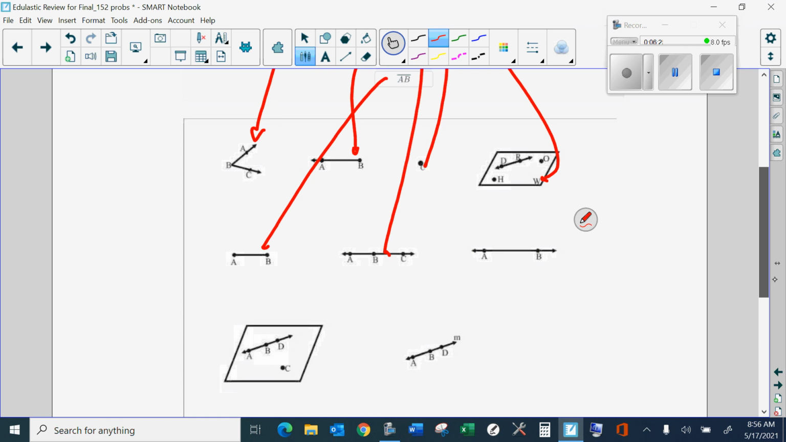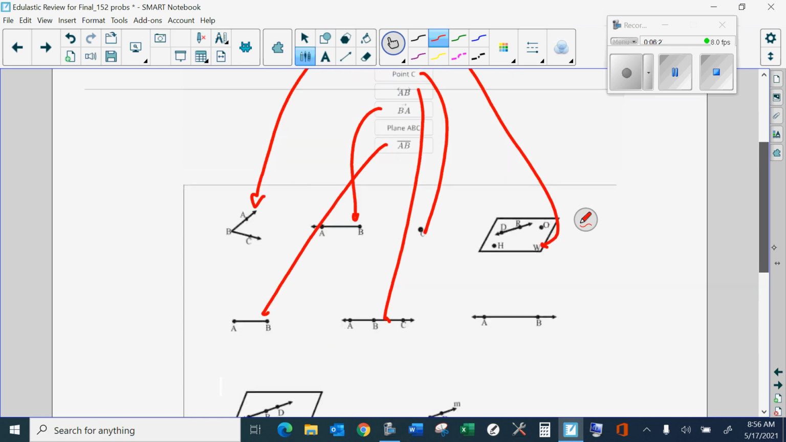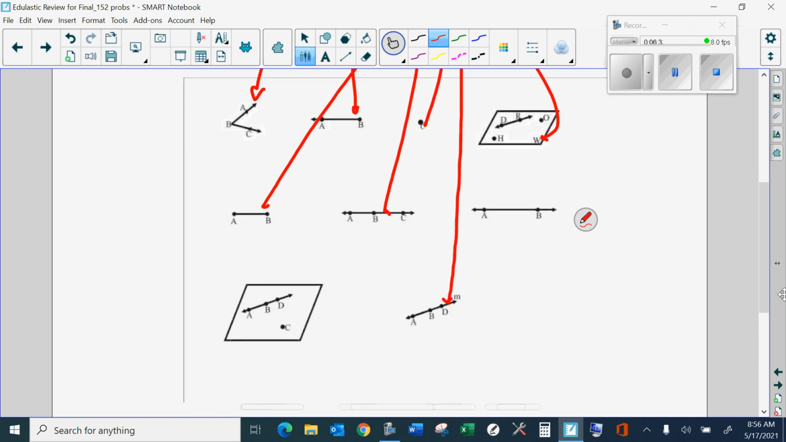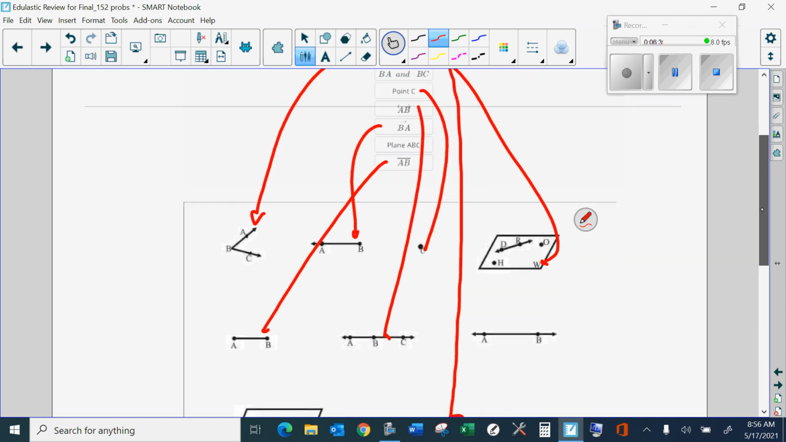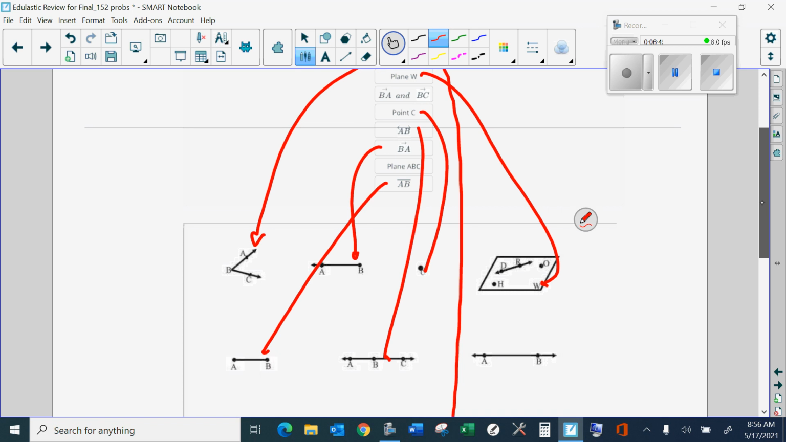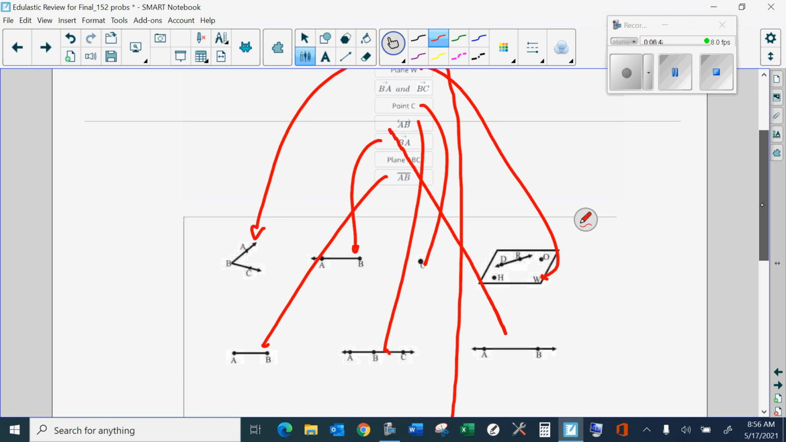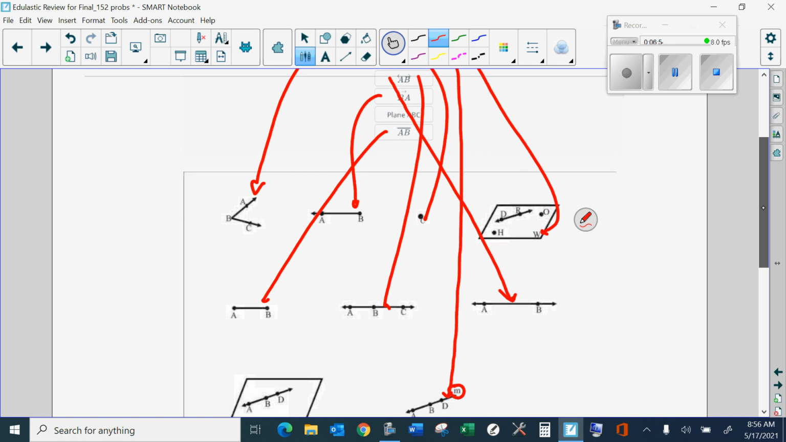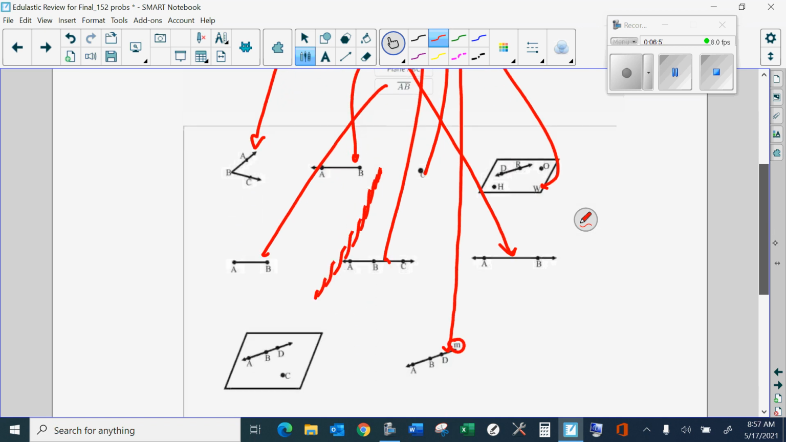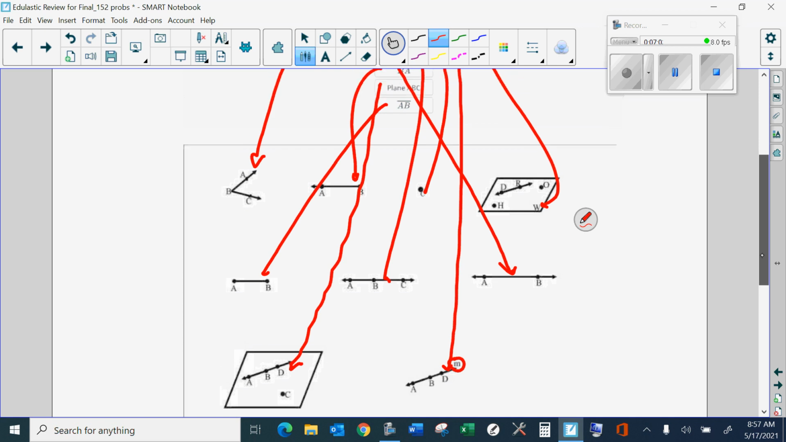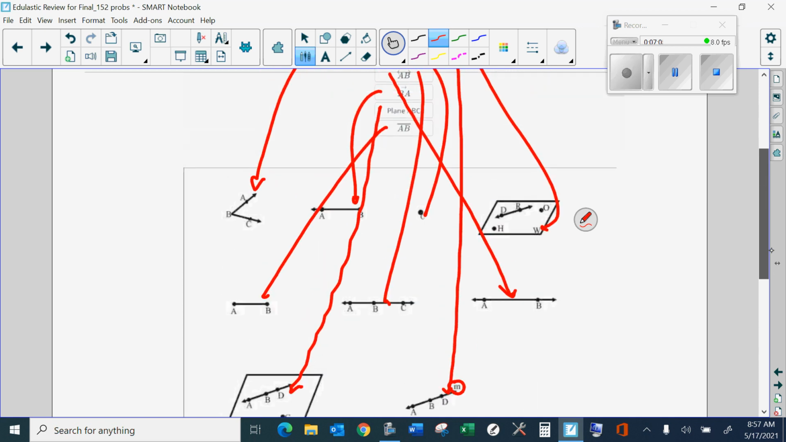Line M, right there. Remember, it can be either any 2 points on the line or a lowercase letter at one of the arrows. Here's line AB also. And this is plane ABC. Remember, it can't be ABD because they're collinear. It has to be 3 non-collinear points. And I've covered everything, yes.